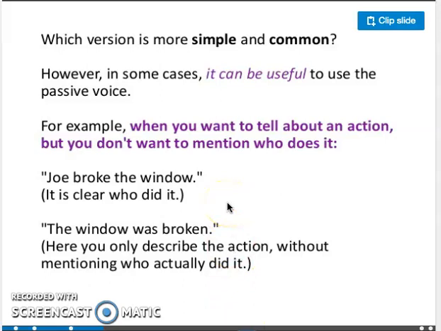There are instances where passive voice is useful, or it's done on purpose. For instance, if you want to tell about an action or something that's happening, but you don't want to mention who does it. Maybe it's a story and you don't want to give away who did it yet. In that instance, it would be useful to use passive voice. For example, Joe broke the window. It's very clear we know what happened to the window. Joe broke it. The window was broken. Here, we only know that something happened to the window, but we don't know who did it yet. So there are instances where it's useful.